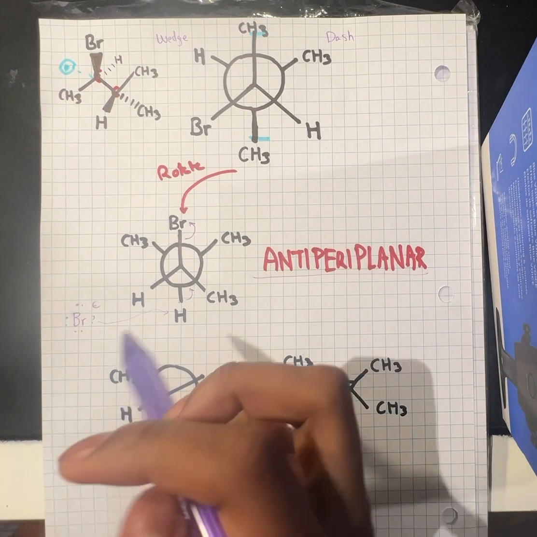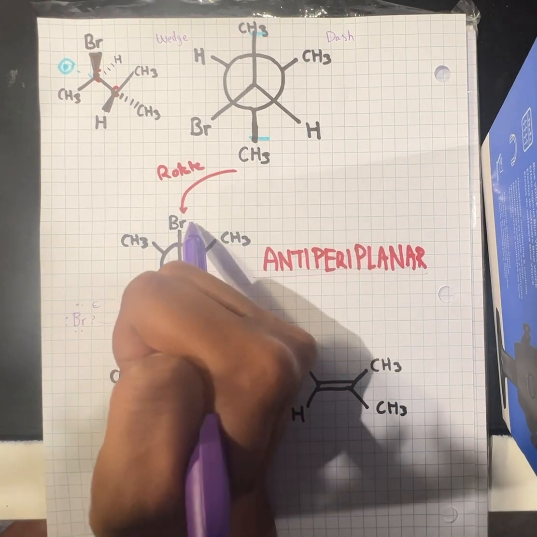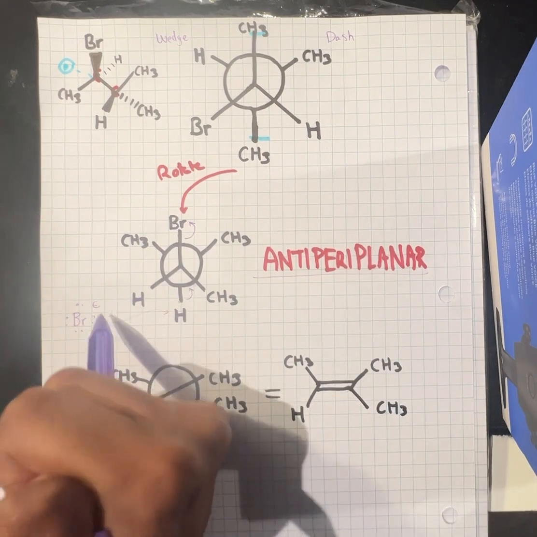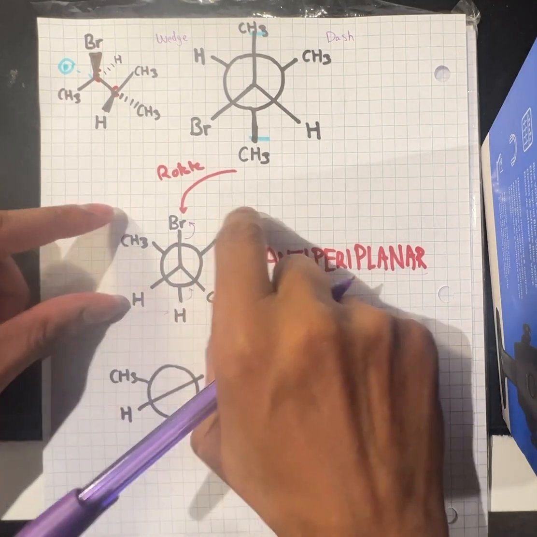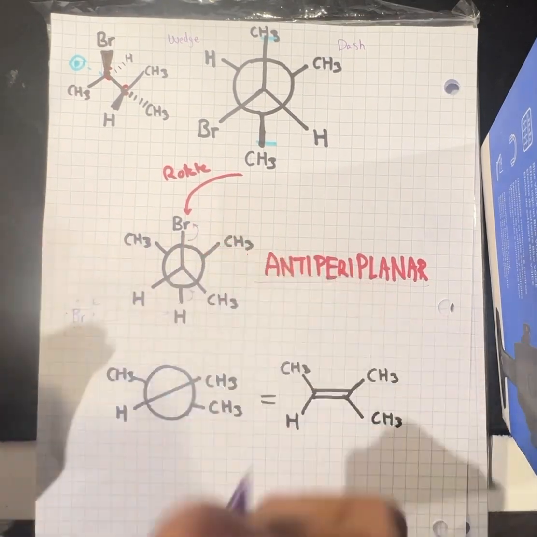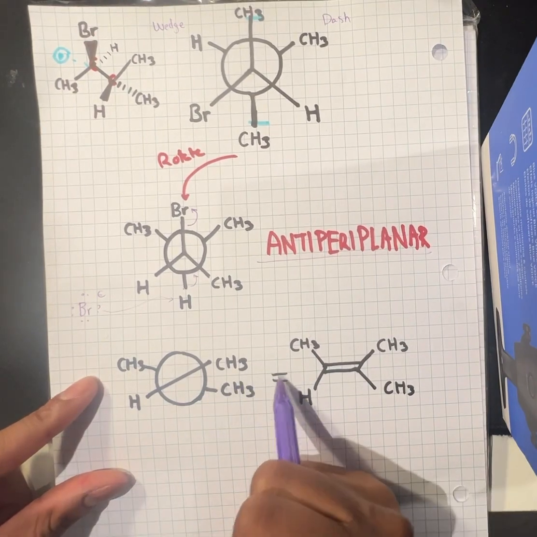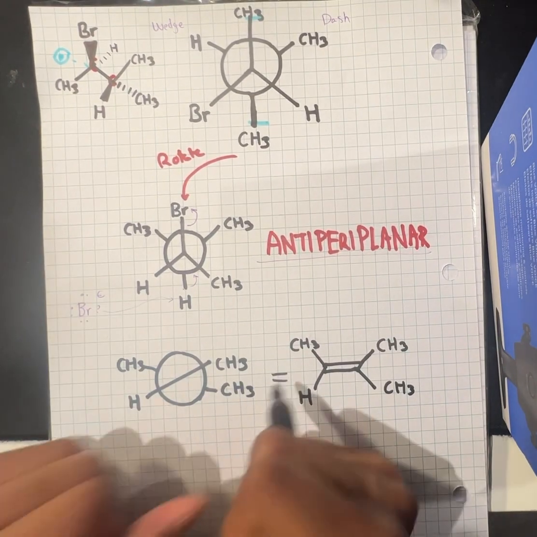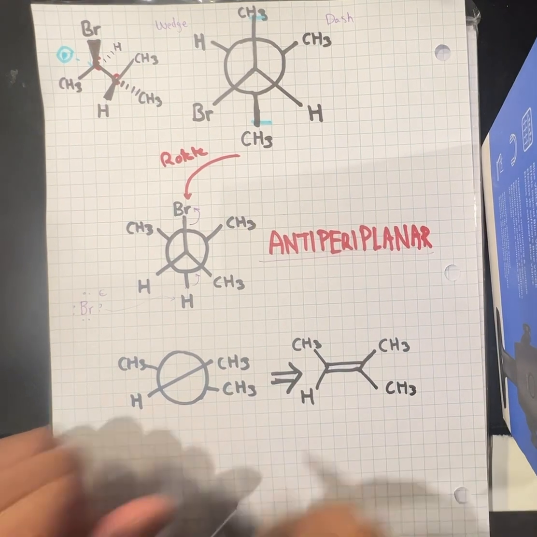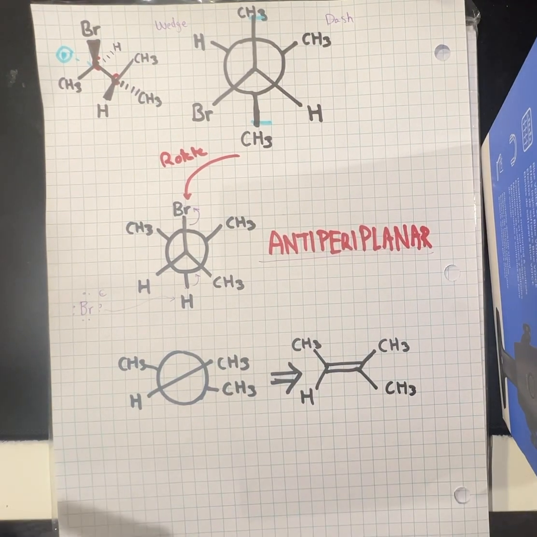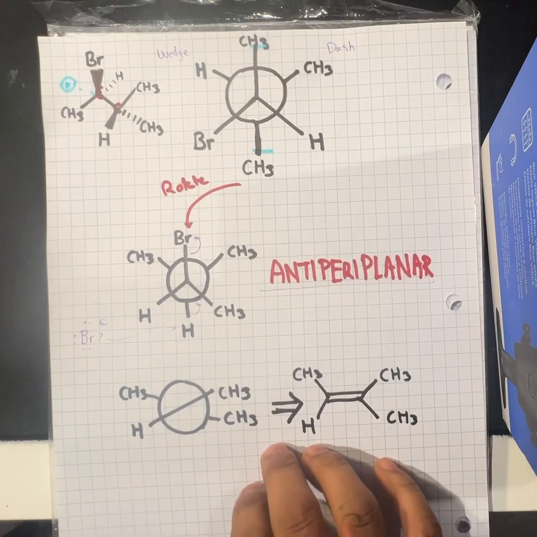And when our leaving group leaves and the proton is attacked, the substituents on the side squish together to form this molecule. And that is the Newman projection.